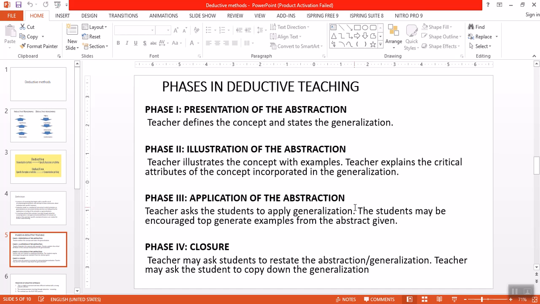Phase 3, application of the abstractions. Teachers ask the students to apply the generalization. The students may be encouraged to generate examples of the abstract. So here in phase 3 students try to give some examples. And the final phase, teachers may ask the students to reinstate the generalization and concept. Finally, after going through more examples, they should be able to redefine or reinstate the concept or the generalization that was made in the beginning.